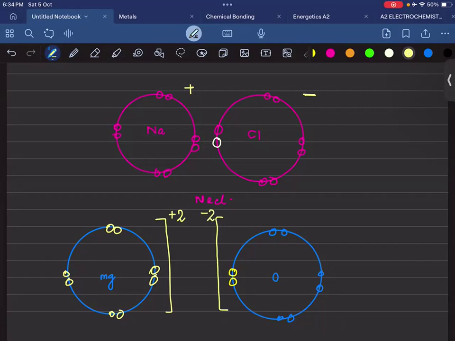As a result of these opposite charges, they would be attracting each other, and they would be forming an ionic compound. In this way, the ionic compound is being formed. Hopefully you got all the points. Am I correct? Am I right? Good.